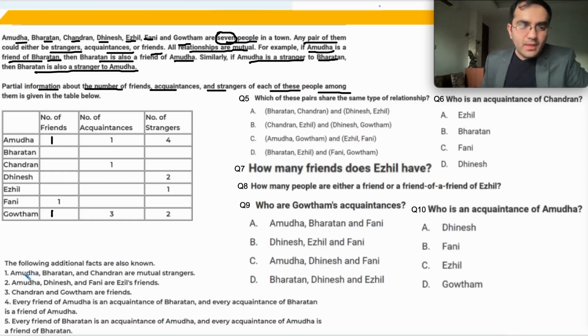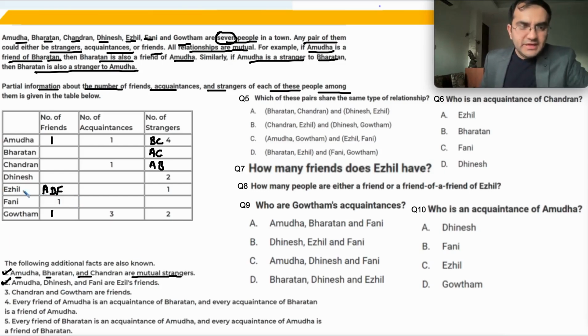Okay? चलो. A, B and C are mutual strangers. So A has strangers, B and C. B has strangers, A and C. C has strangers, A and B. Done. A, D and F are E's friends. E has friends A, D, F.